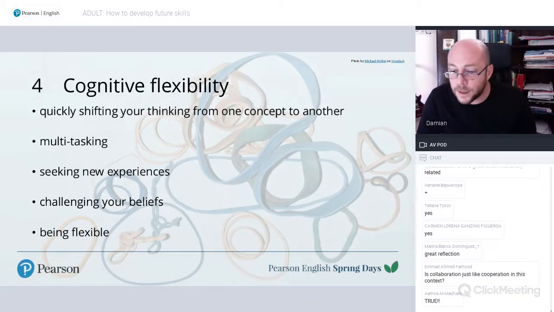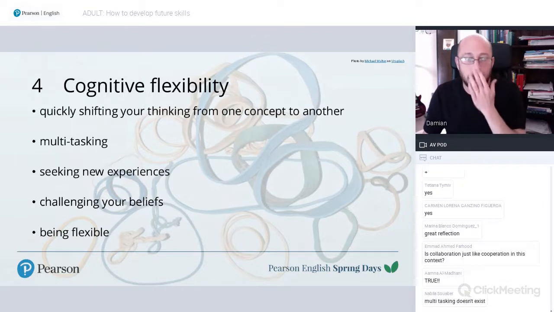Quick question from Emma. Collaboration just like cooperation in this context? Yeah, pretty much. Although I think cooperation also ties into emotional intelligence as well. We'll have a look at that in a second.